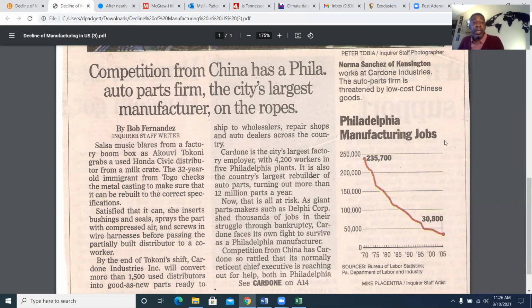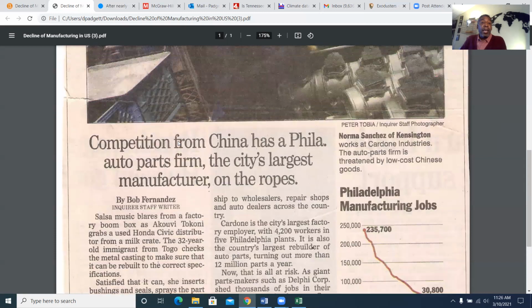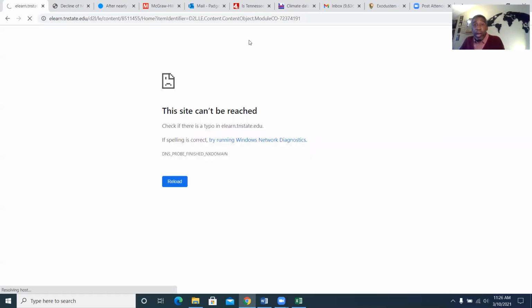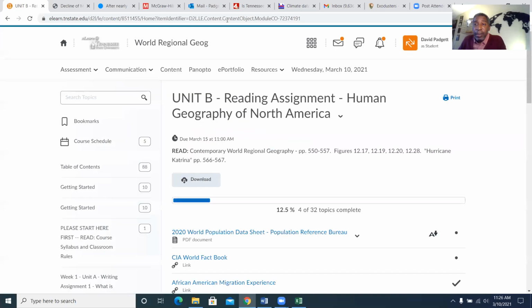And again, these jobs aren't just jobs. They represent families. These are people who were supporting families with these jobs. And so as a result of people not being able to work or losing their jobs, losing their livelihood, losing their savings, a lot of people also lost their homes, lost their families. Crime began to rise.